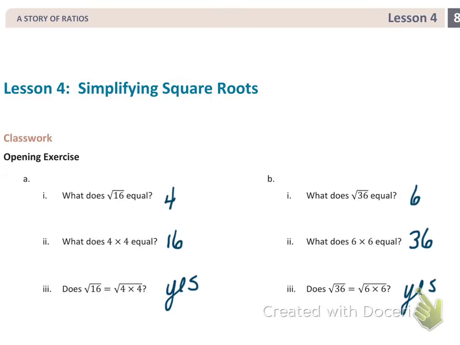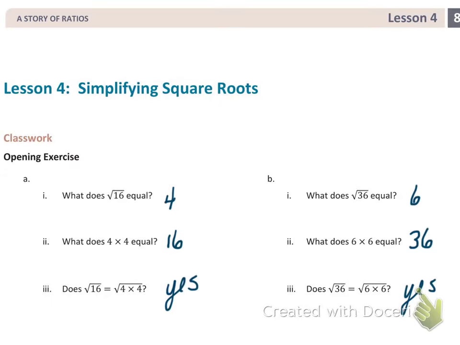Okay, so we're just looking for some patterns in these equalities. What is the square root of 121 equal? It's 11. 11 times 11 is 121. Does the square root of 121 equal 11 times 11? And we'd say yes, it does. Okay, and so on. The square root of 81 is 9. 9 times 9 is 81. And does the square root of 81 equal the square root of 9 times 9? Okay, it does.